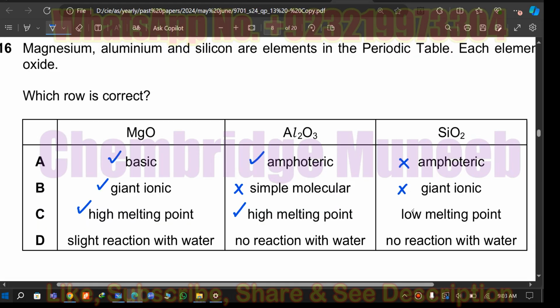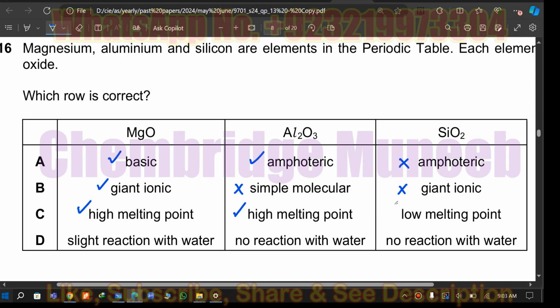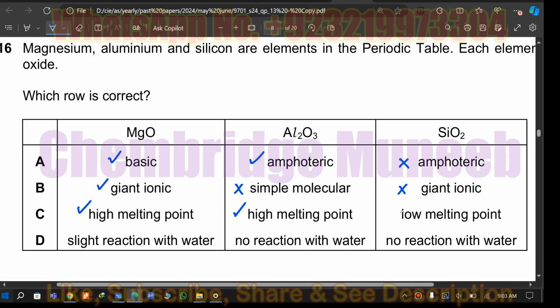And then its melting point: silicon dioxide has a considerably large value, 1710. So yes, it has a high melting point, but in this question it says low melting point, which means it is incorrect. Now I have checked these three properties of all these three compounds.